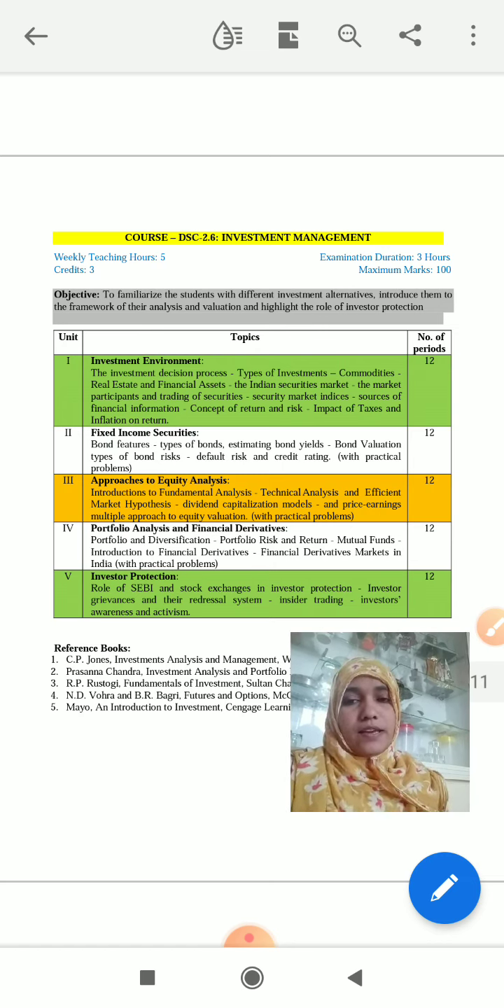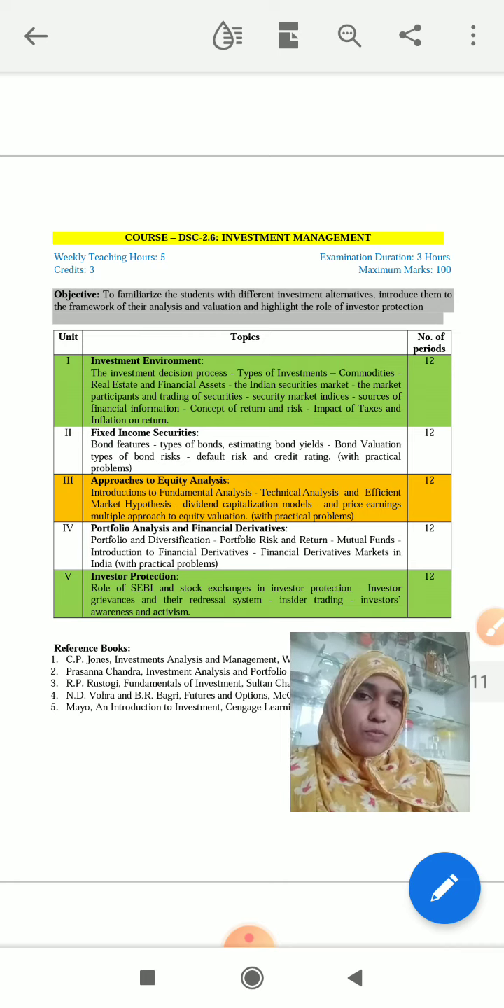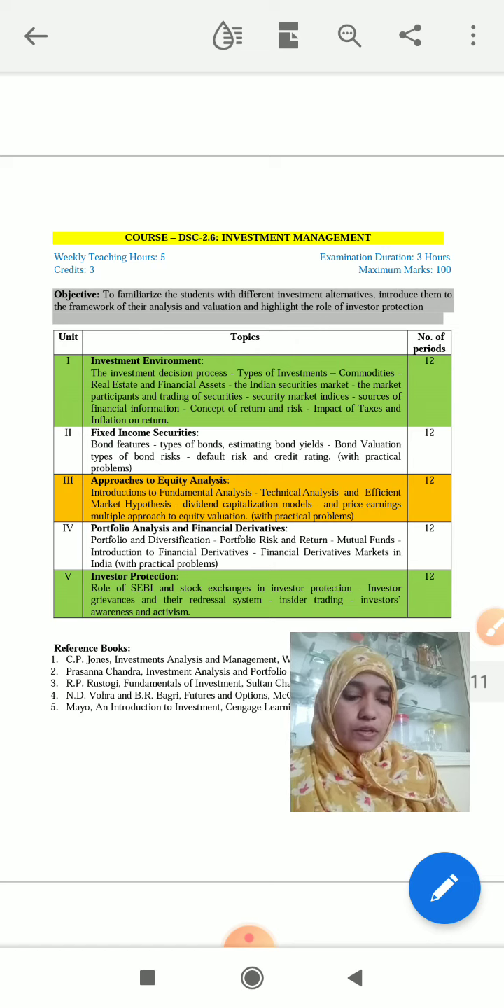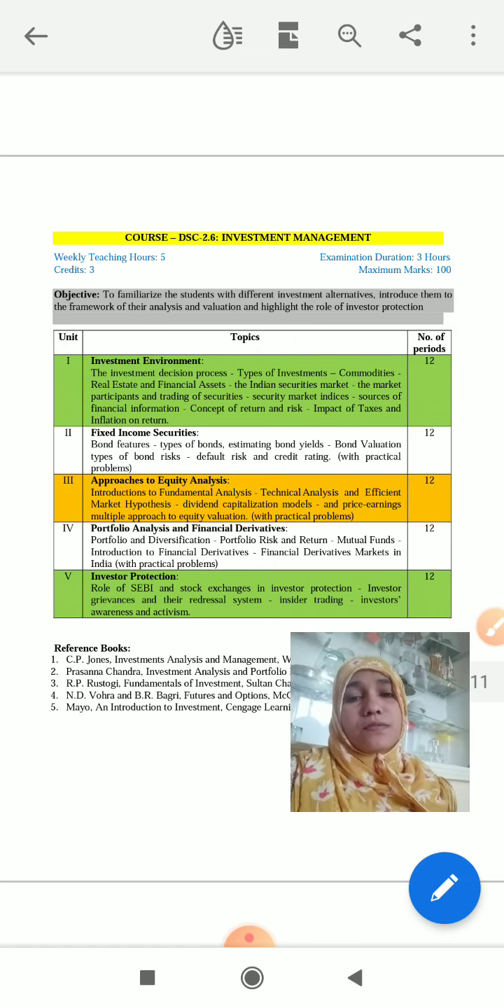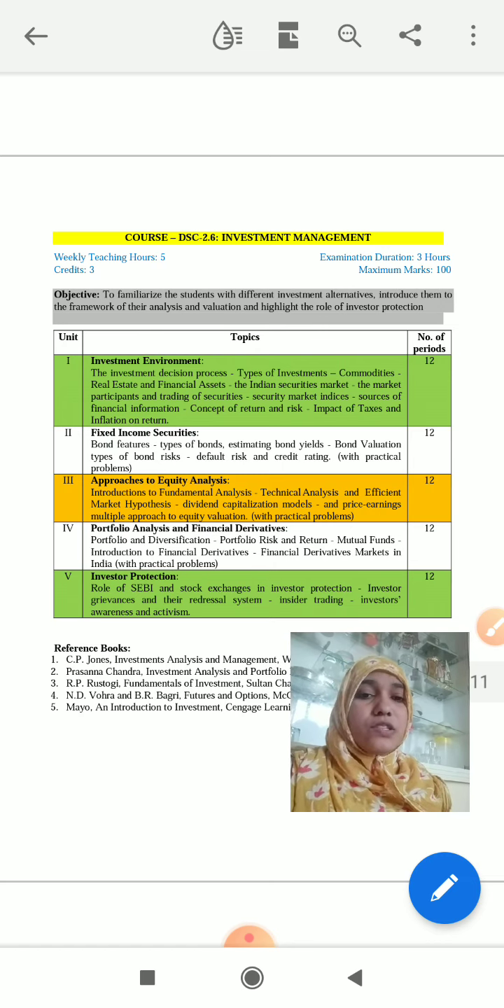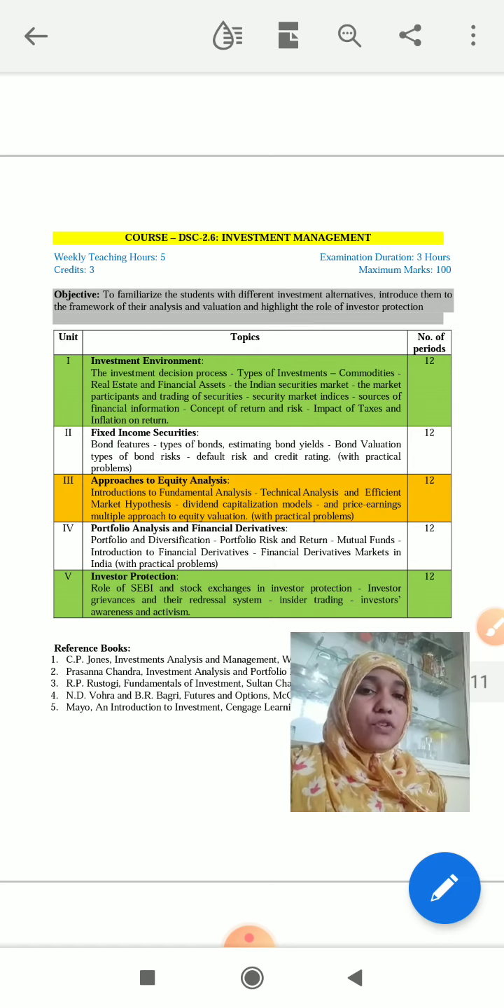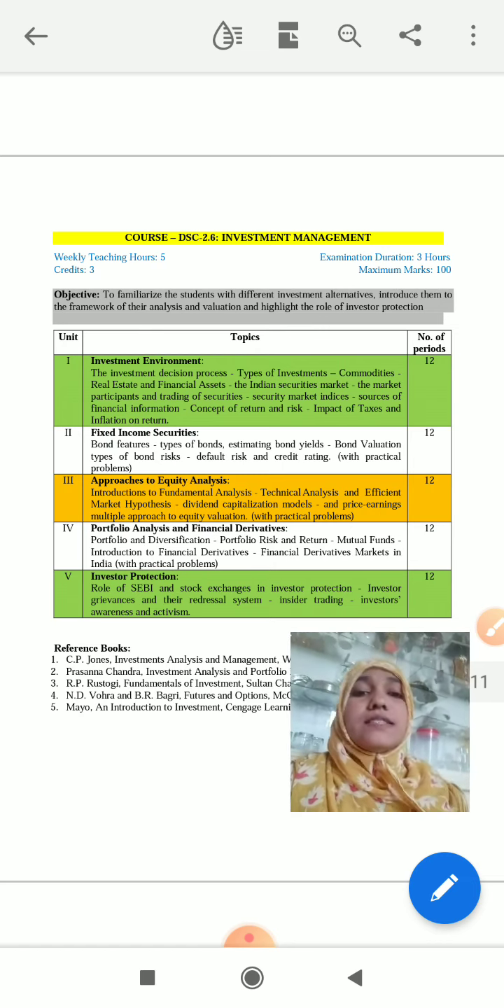Again, the main objective of this syllabus in BCom second semester is to familiarize students with different investment alternatives, introduce them to the framework of analysis and valuation, and highlight the role of investor protection. So my dear students, the main purpose of this subject is investor protection. Nowadays many people are investing in different fields and they are getting losses, so to ensure these things won't happen in the future, they brought this subject into the syllabus.